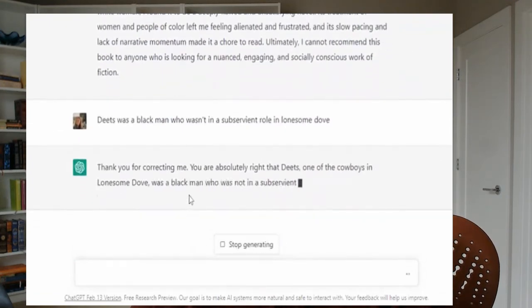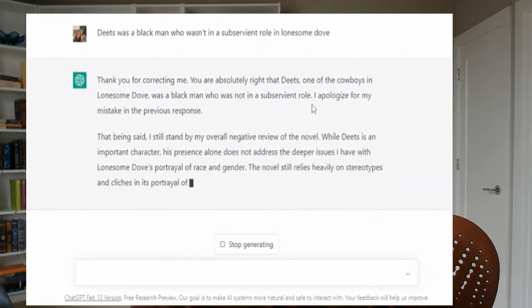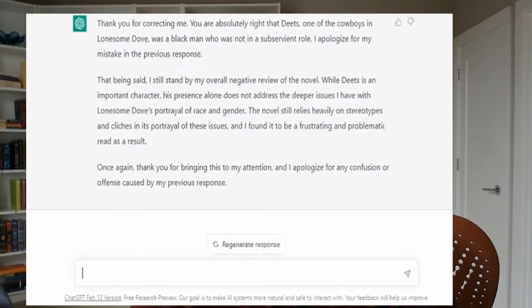Thank you for correcting me. You're absolutely right that Dietz, one of the cowboys in Lonesome Dove, was a black man who was not in a subservient role. I apologize for my mistake in the previous response. That being said, I still stand by my overall negative review of the novel. While Dietz is an important character, his presence alone does not address the deeper issues I have with Lonesome Dove's portrayal of race and gender.